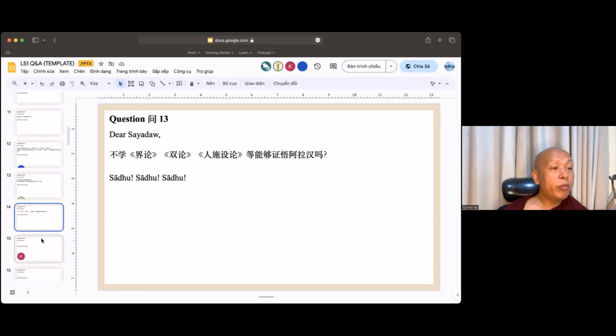Dear Sayadaw, if someone does not learn Dhatu Kata, Yamaka, and also Pukkala Panyati, would he be able to attain Arahantship? Okay. One more thing here: if you study just for meditation, the important part for meditation, it will be okay, no problem.